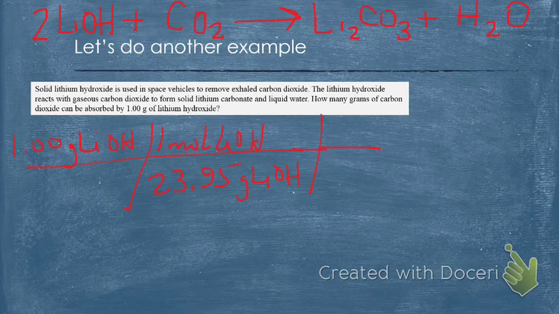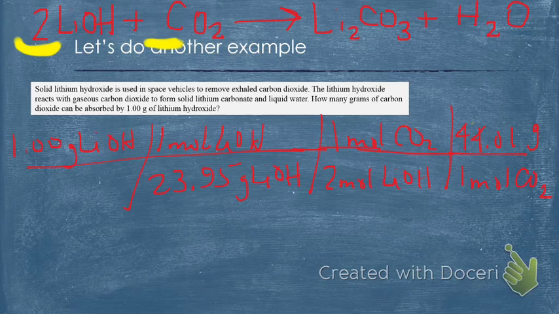Here's where we have to look at the stoichiometry. It takes 2 moles of lithium hydroxide to react with 1 mole of carbon dioxide. So that means we have 2 moles of lithium hydroxide for 1 mole of carbon dioxide. And finally, the question was asking how many grams of carbon dioxide. So we have 1 mole of carbon dioxide, which was equal to 44.01 grams of carbon dioxide.